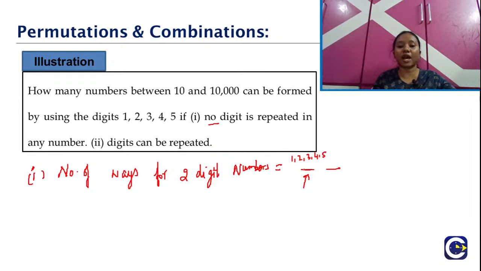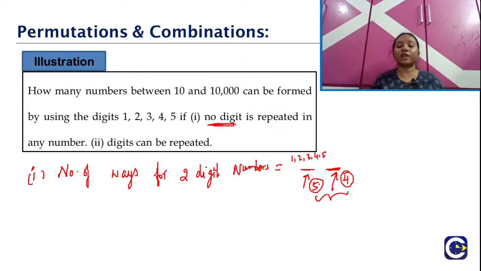So how many chances do we have for the tens place? 5. Right. Similarly for the ones place, how many chances will we have? Once we fix one number amongst these 5, how many numbers will be remaining? 4 numbers. Here they have mentioned in the question no digit is repeated. So the digit which is fixed in the tens place cannot be used again. So we'll have only 4 chances. So amongst these, our first experiment has 5 outcomes and the second experiment has 4 outcomes.